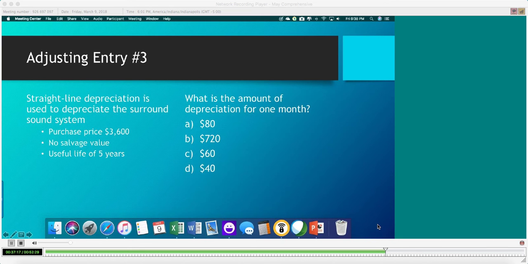Kayla is faster than I am tonight. Once you get the hang of straight line depreciation, it is fairly simple and straightforward. Pardon the dogs in the background. It's a crazy night at my house. Exactly, you guys are both right.